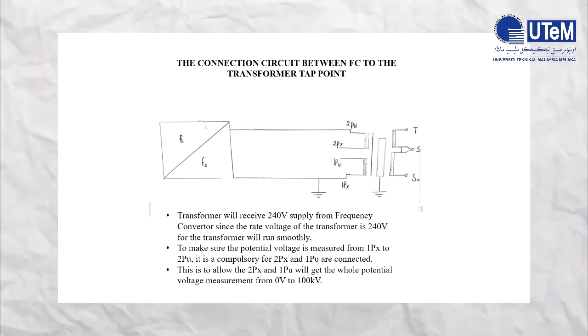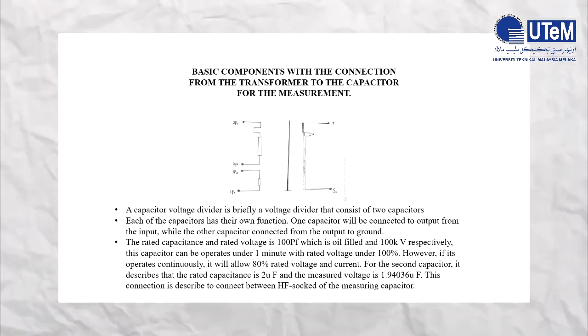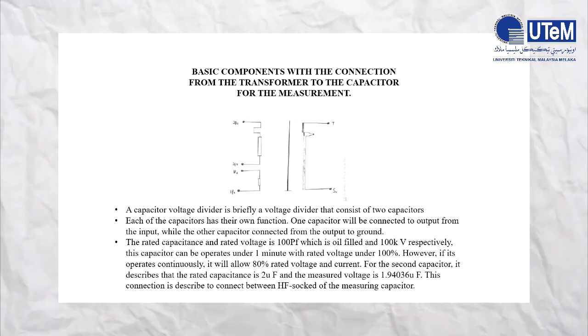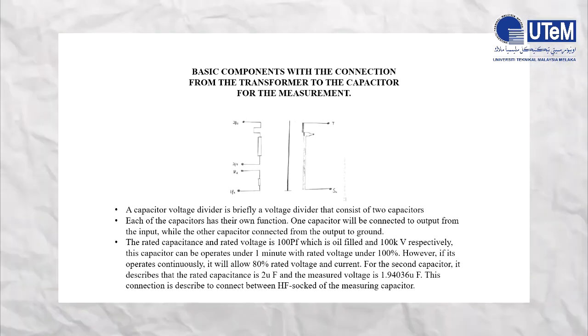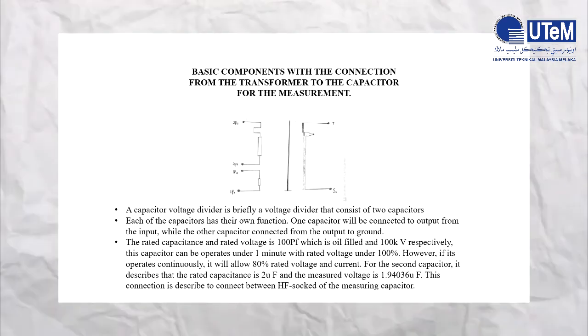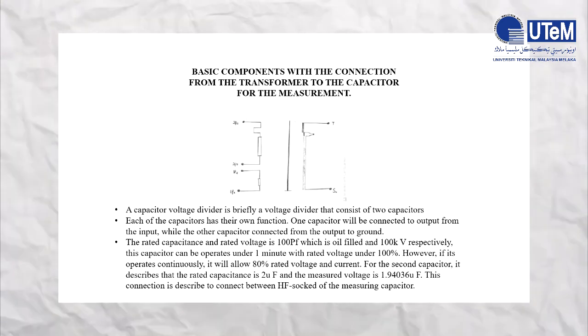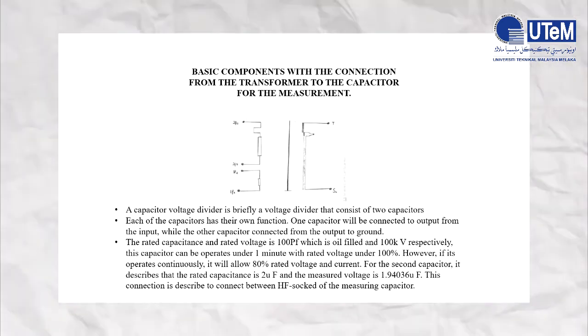Moving on to the capacitor voltage divider. This component consists of two capacitors. Each of the capacitors has its own function. One capacitor is connected from input to output, while the other capacitor will connect the output to ground.